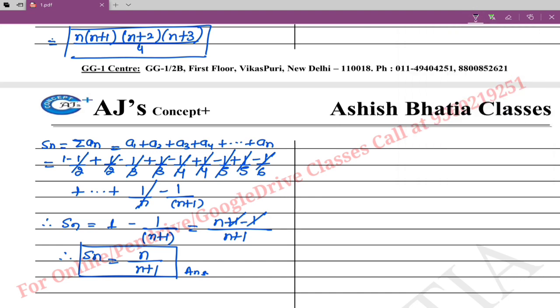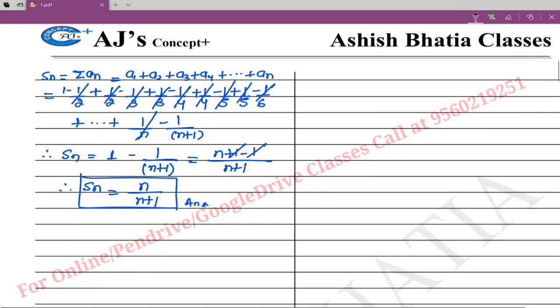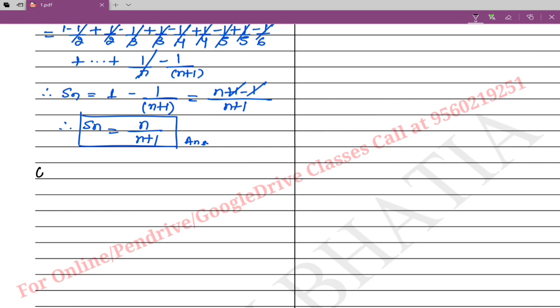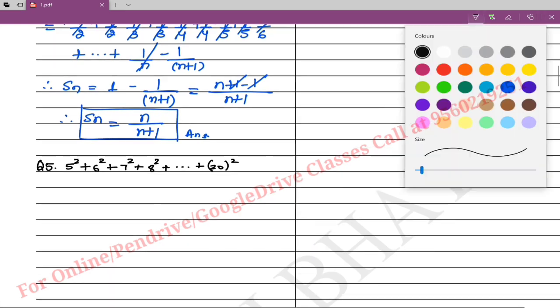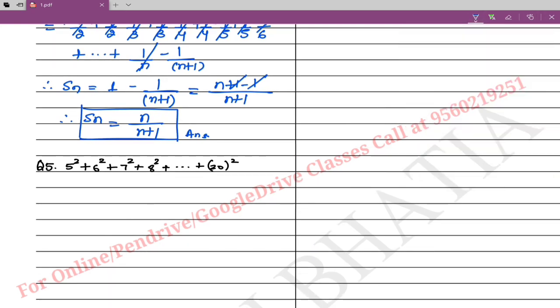Now let's come to question number 5. Question number 5 is quite an exception to these types of problems, because here we are not asked about the sum for n terms, but about a limited number of terms. That means it starts with 5 square, 6 square, 7 square, 8 square, and it ends at 28 square. So the unknown term is not n here, the unknown term is a definite value.